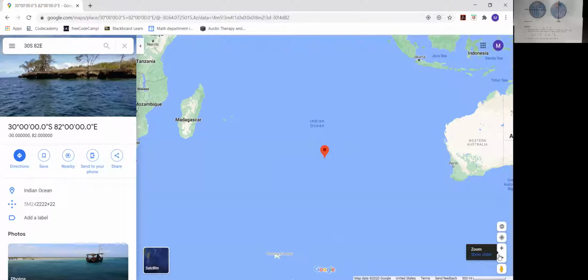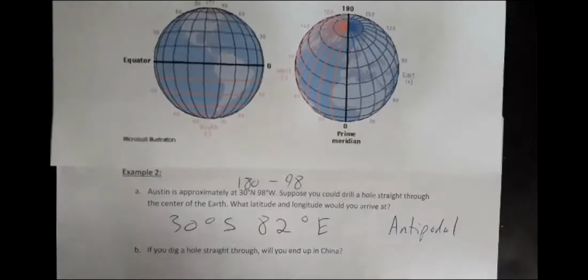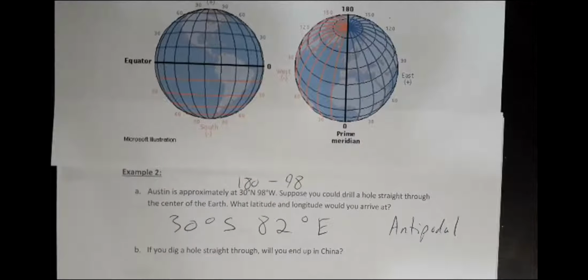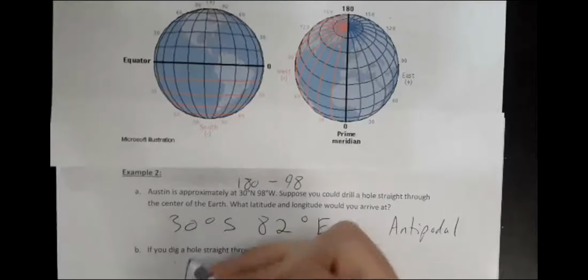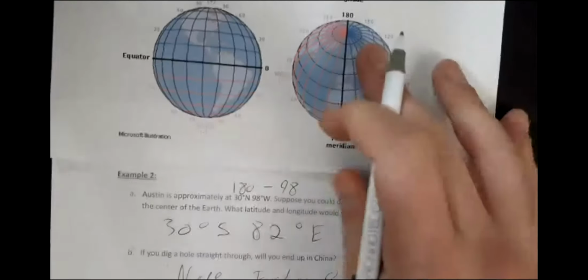So this is known as antipodal. This is called the antipodal point. If you know the word, you probably just could have Googled antipodal to Austin, and it would have given you those things as well, right? And you could have avoided doing the dreaded math of doing 180 minus 98 because it's so difficult. If you dig a hole, you're going to end up in the Indian Ocean.